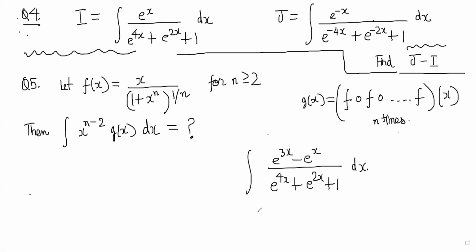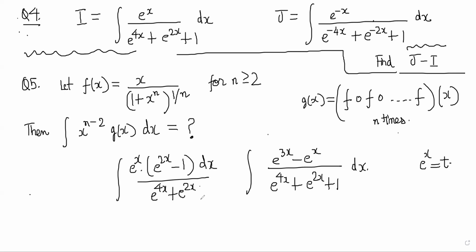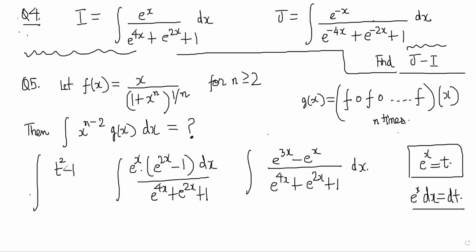So we can do one thing. We can take e power x equal to t. Then from the numerator, we get e power x common, so we get the dt as well. E power x common in the numerator, it will become e power 2x minus 1 dx divided by e power 4x plus e power 2x plus 1. And because I'm taking e power x as t, e power x dx is equal to dt. So this will become the integral of t square minus 1 dt by t power 4 plus t square plus 1, right? Okay, sir.